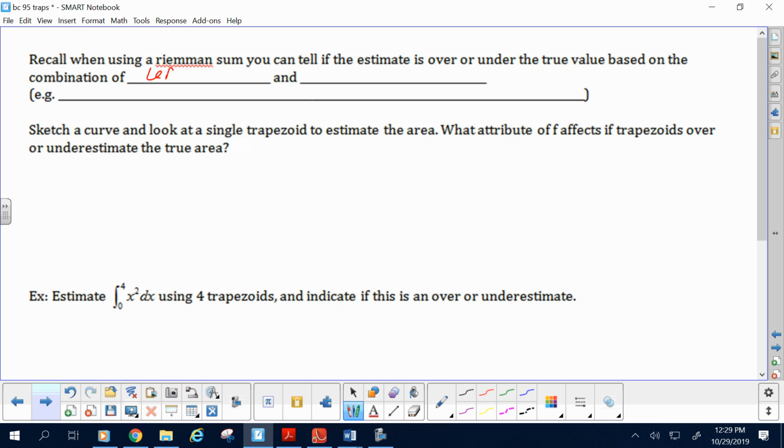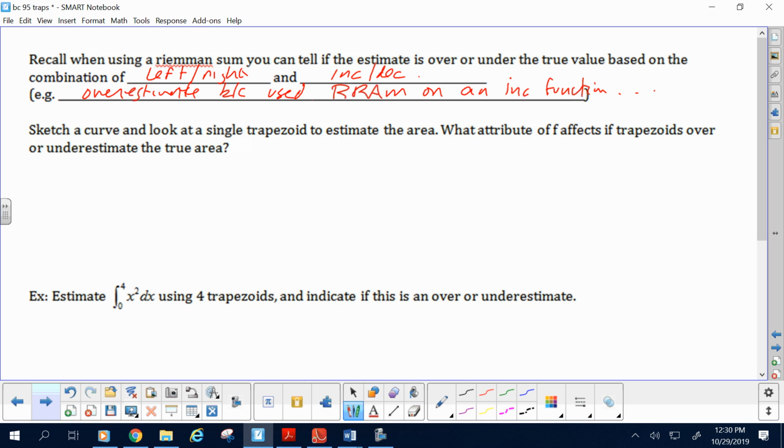So it's a combination of left, right, and increasing, decreasing. For example, it's an overestimate because I used right rectangles on a, what kind of function would right overestimate? Increasing. What else would cause an overestimate? You used left on a decreasing function, because then the left side would be bigger, okay? Okay, cool.